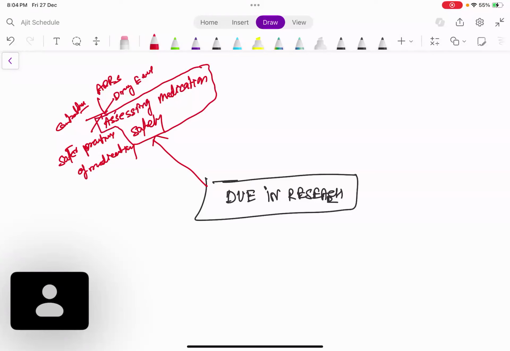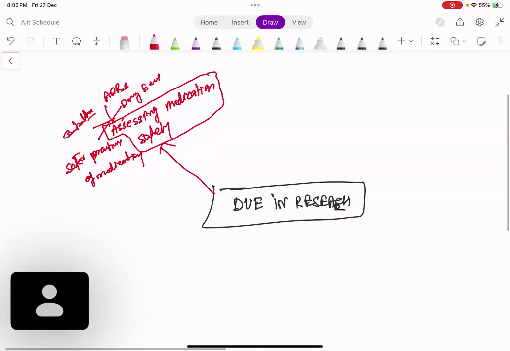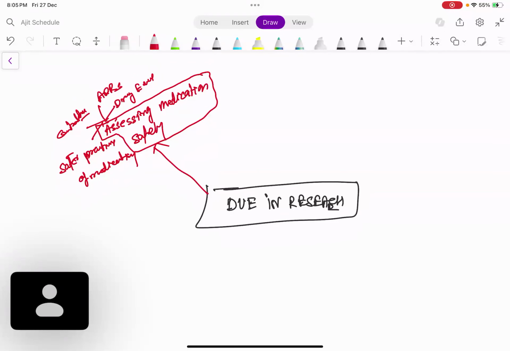This is the first objective, or the first domain of DUE, where we can construct and conduct studies. If we are faculty members here, and I know many faculty members are here, we can ask our students to conduct studies keeping medication safety assessment in mind.